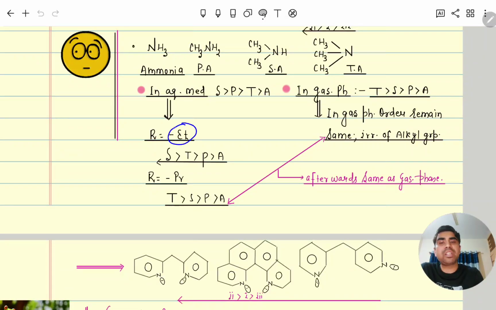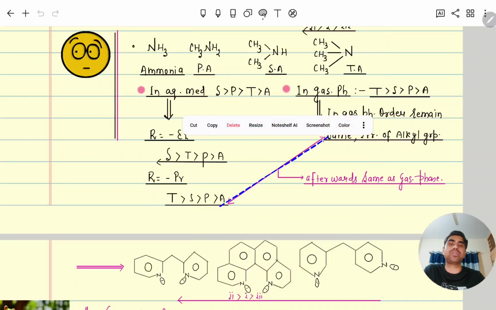Instead of methyl, if it is an ethyl group, then the tertiary amine will come one step forward, means it will be STPA. If instead of ethyl we keep propyl, then again tertiary will come one step forward, means it will be tertiary, secondary, primary amine, and it will be equivalent to the gaseous phase. Here it is in the aqueous phase, and this one is in the gaseous phase. So at propyl, and after that butyl, whatever you do, its order will be the same as the gaseous state.